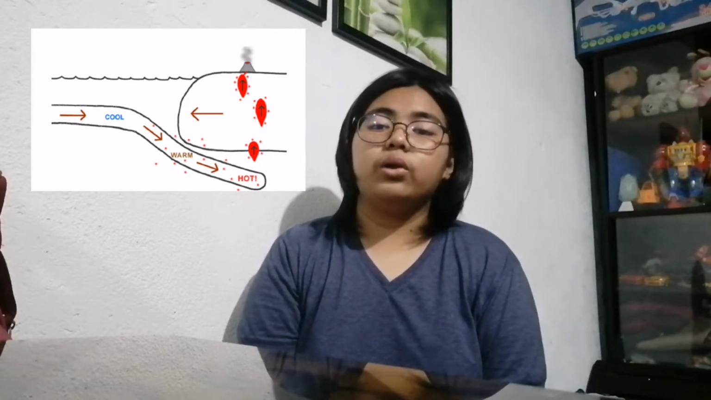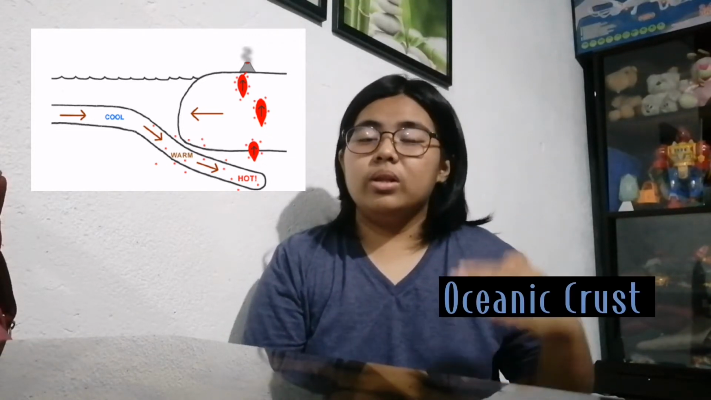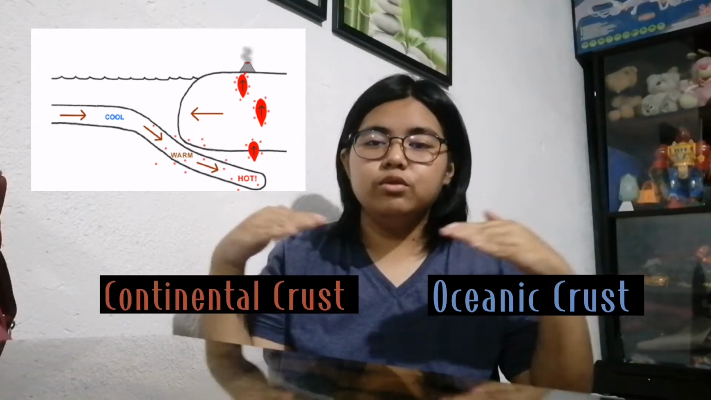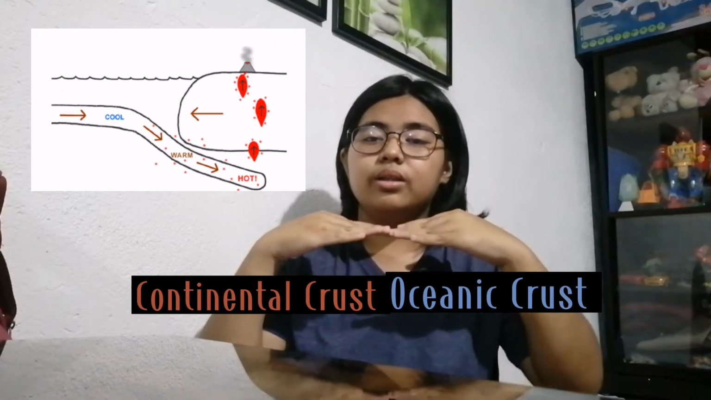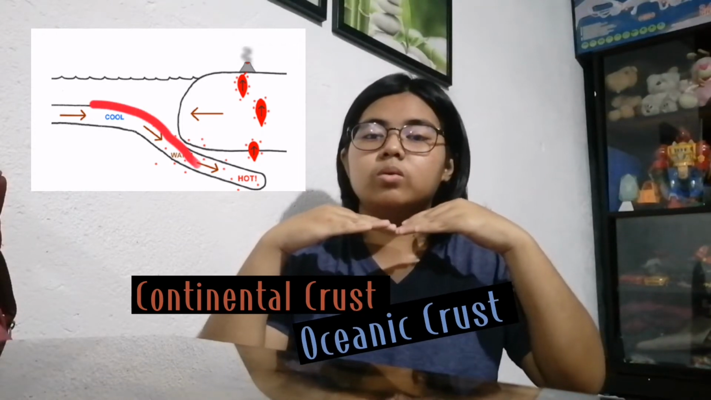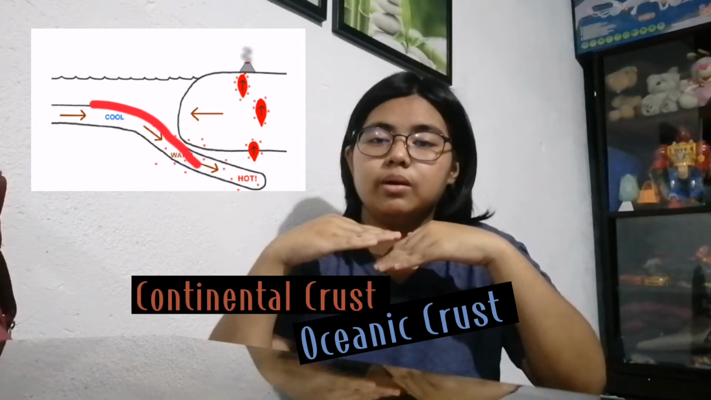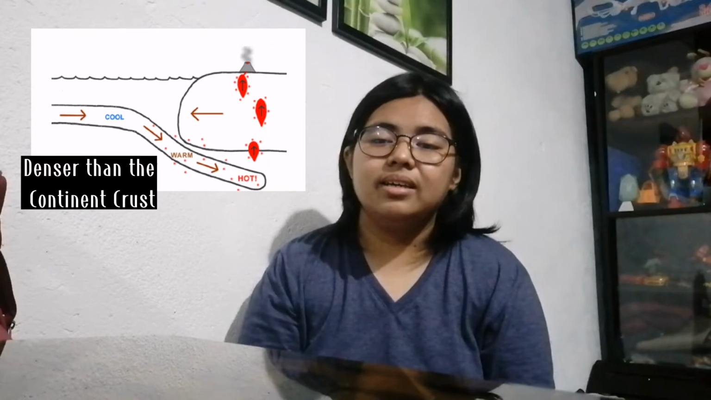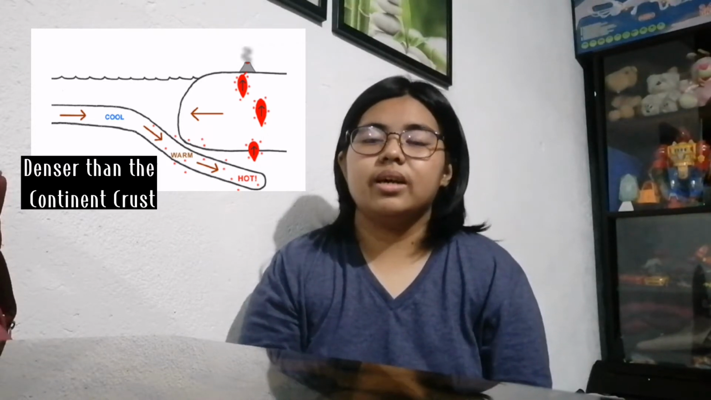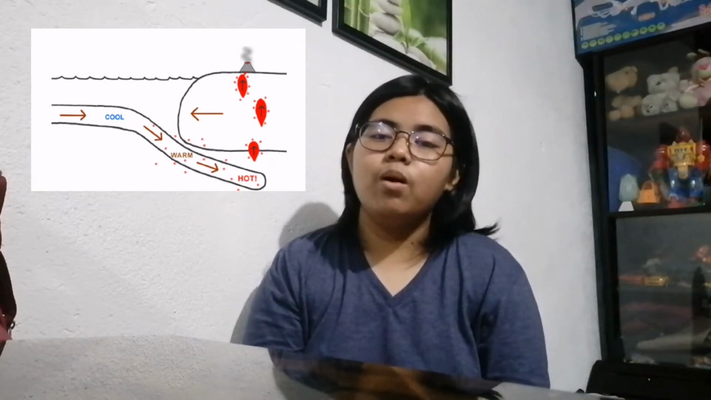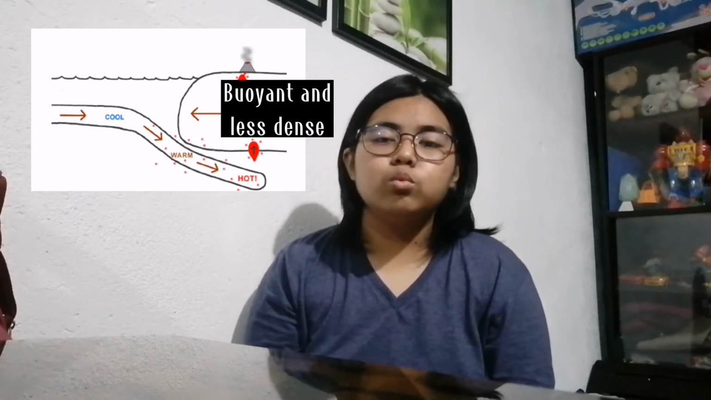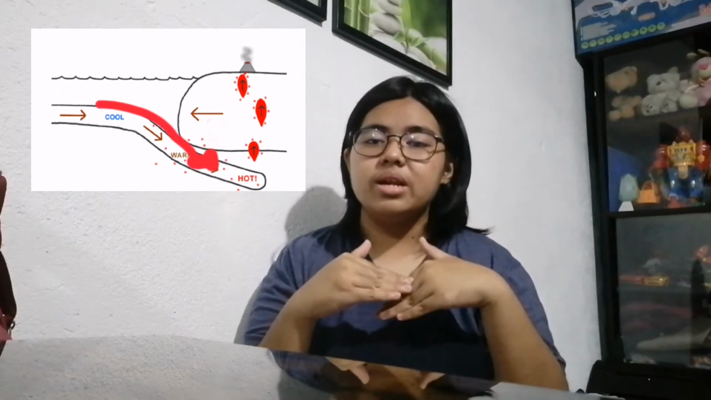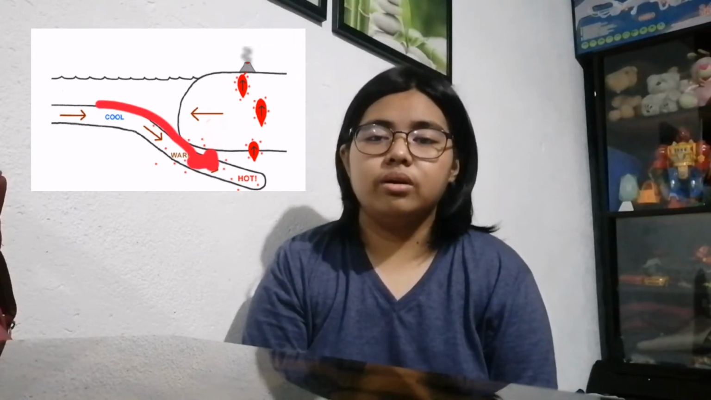Oceanic to continental convergence. When the oceanic crust and the continental crust move towards each other, the oceanic crust will undergo subduction. This is because the oceanic crust is denser than the continental crust. The continental crust is buoyant and less dense. That's why the oceanic crust is forced to go underneath the continental crust.